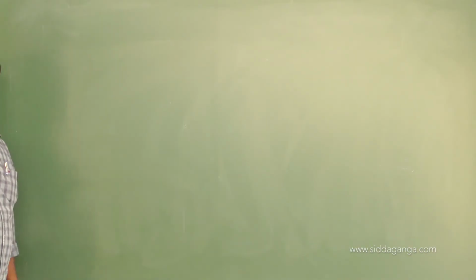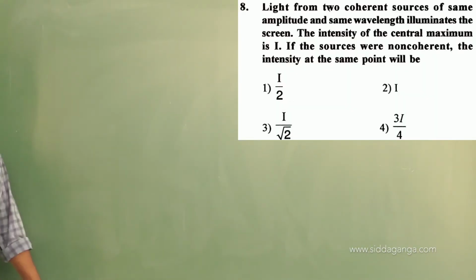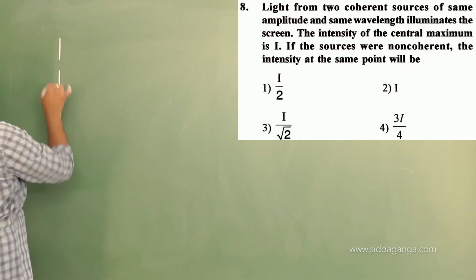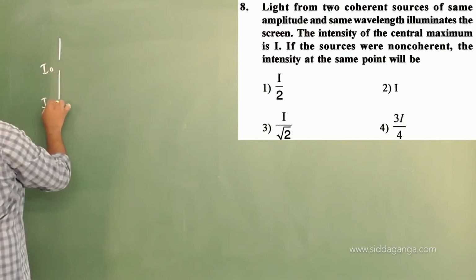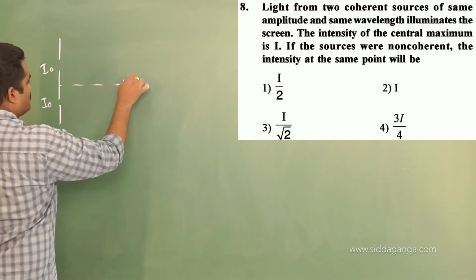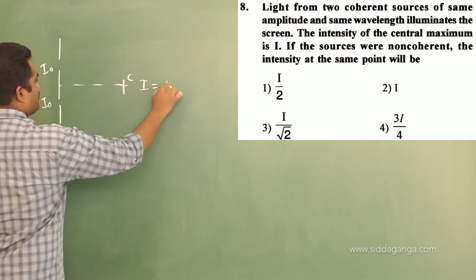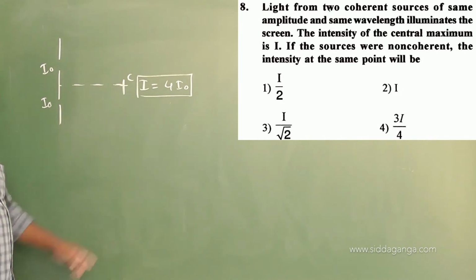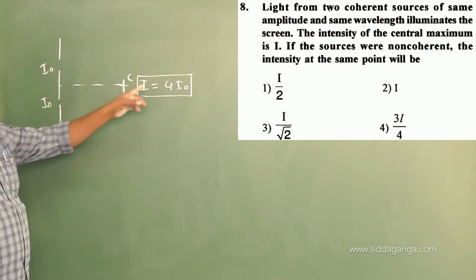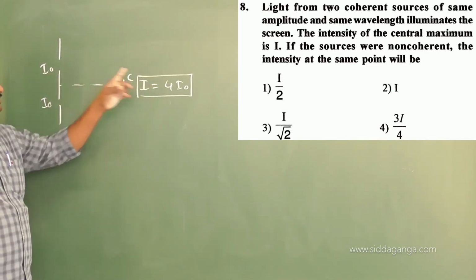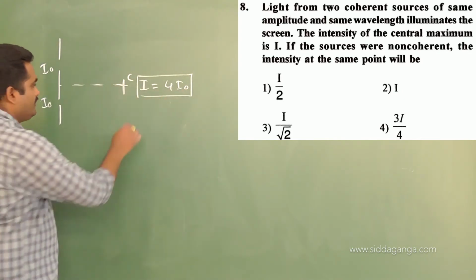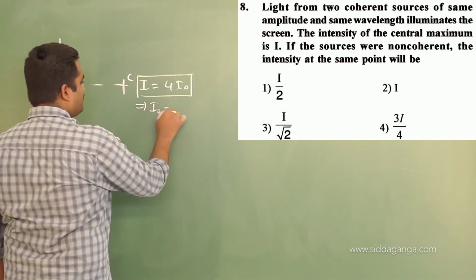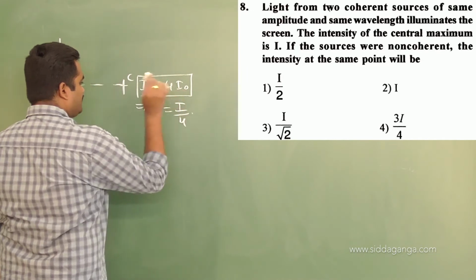See, the question is light from two coherent sources, then intensity of each is I naught, they are saying. This is I naught initially, and at the central screen the intensity found is I, they are given. What should it be? It is 4 I naught, we all know. I should be equal to 4 I naught, if it is I naught and I naught and interference takes place. From this, what is the value of I naught? I by 4. Keep this point in mind.